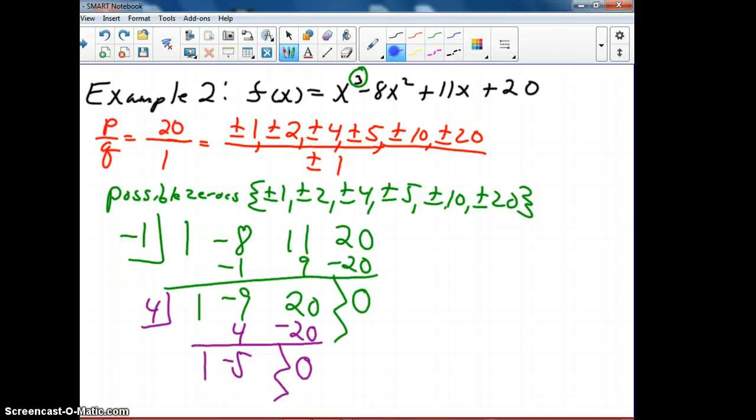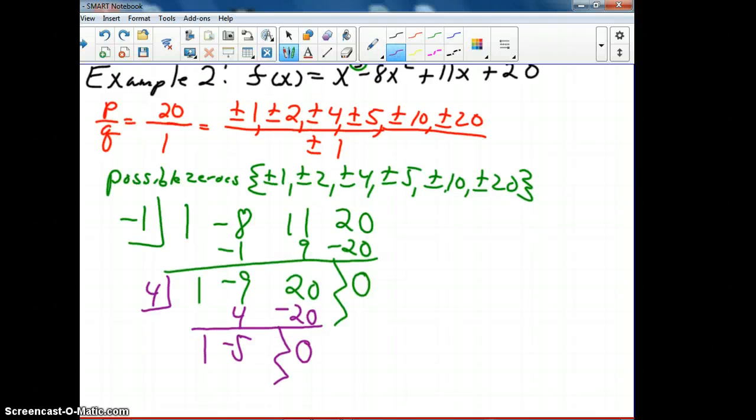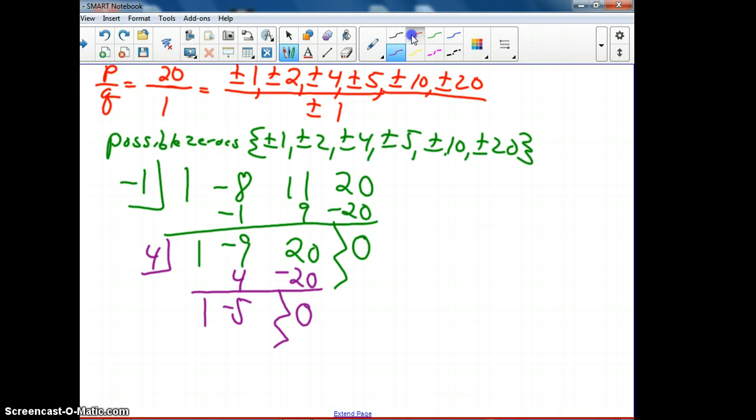Okay, now what's the next 0? 5. So now we're going to go here again, and let me choose my color. And now we're going to put a 5 in with what's left over. So look, 1, 5, and 0. Oh my gosh, you're right. So I've just proven that -1, 4, and 5 are all zeros. Because this one gives me a 0, and this one gives me a 0, and this one gives me a 0, right? Okay.